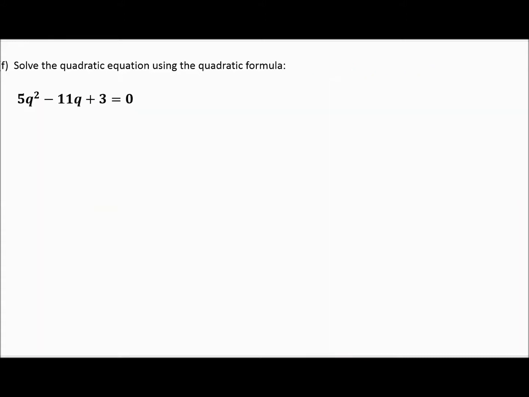Alright, so example F. Again, do we have what we need? We do have a quadratic equation, and it is equal to 0. So take a minute, select A, B, and C, plug it in the formula, see if you can get it simplified, and then compare it to my work. So I hope you're done now. A is 5, B is negative 11, and C is equal to 3. So again, A is the value in front of your q squared, B is the value multiplied times your q, and C, which is positive 3, is your constant.